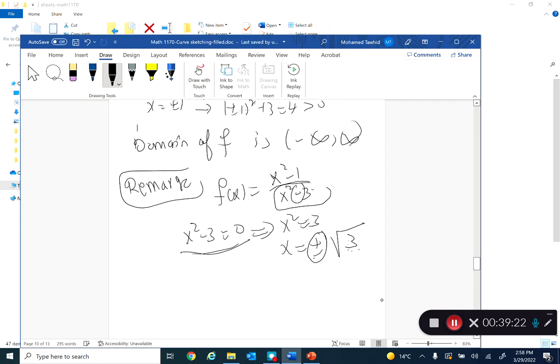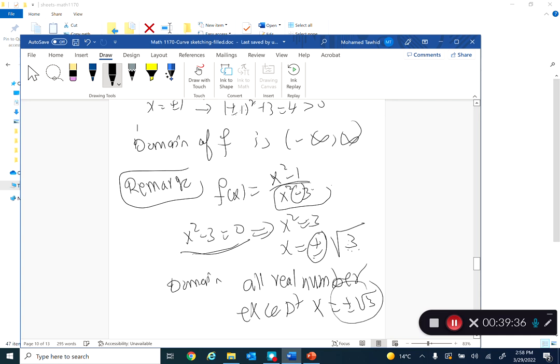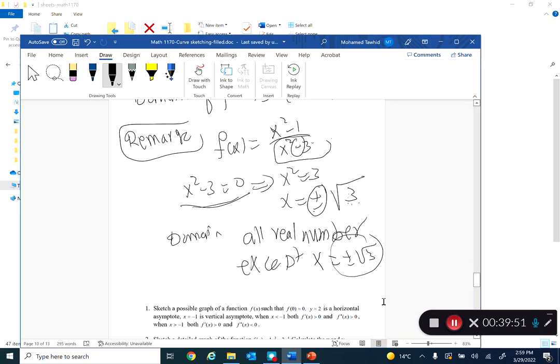So what is the domain for this case? The domain of this one should be all real numbers except these two values, when x equals plus or minus square root of 3. Those two values, negative and positive, are not in the domain, and my f is undefined there.